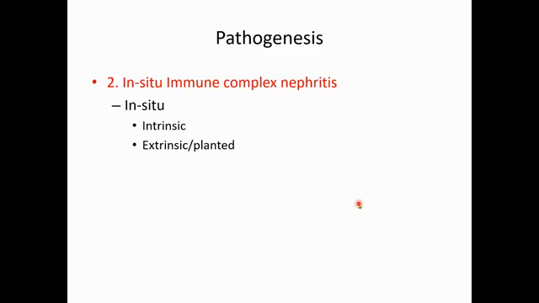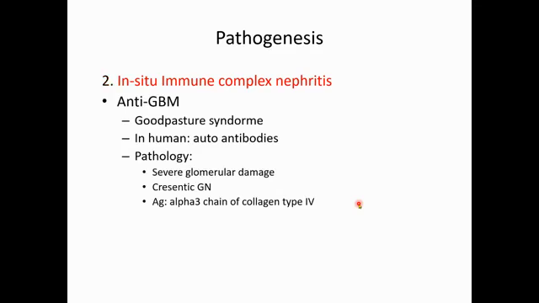In situ immune complex nephritis: in situ antigens may be intrinsic or extrinsic. Among intrinsic, for example, SLE can occur; extrinsic or planted. Extrinsic antigens come from outside the body. It may be infectious or other toxic substances which are first implanted into the glomerulus, and antibody is formed.